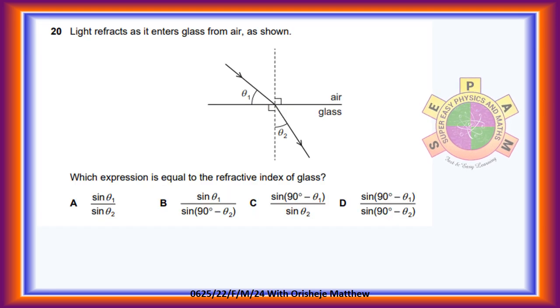Question 20. Light refracts as it enters glass from air, as shown. Which expression is equal to the refractive index of glass? The refractive index is the ratio of the sine of the angle of incidence to the sine of the angle of refraction. Angle of incidence is measured from the normal. The angle of incidence is 90 minus angle theta 1 in the air. The angle of refraction is angle theta 2 in the glass. The correct option is C.